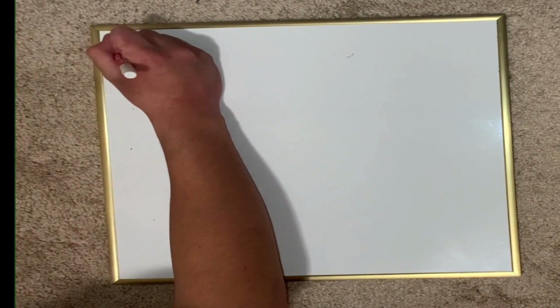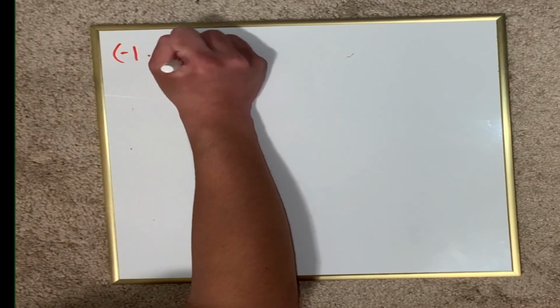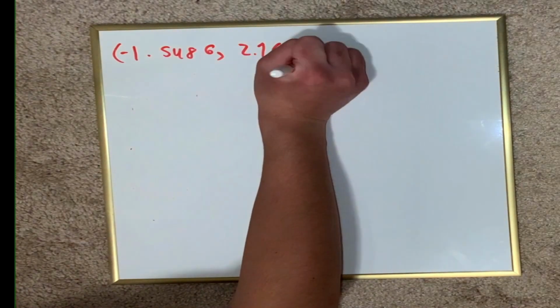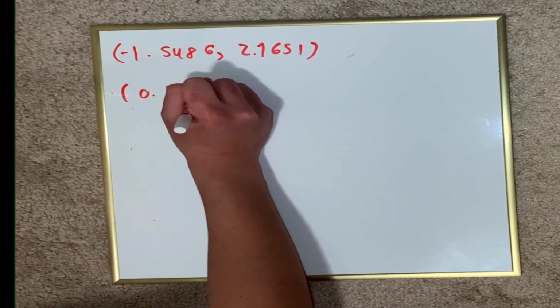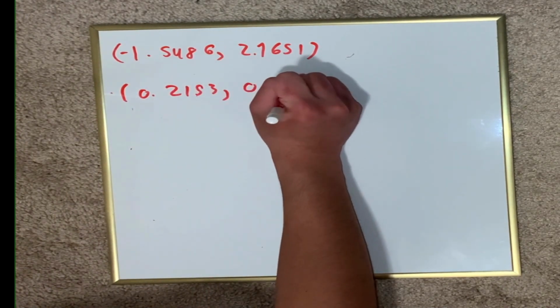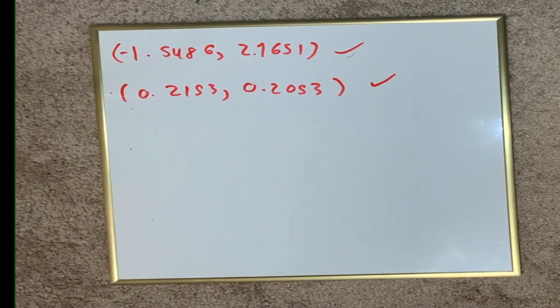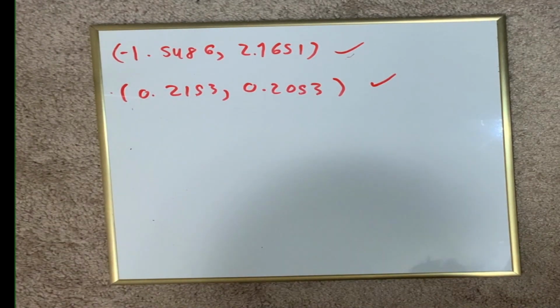To answer the question, at (negative 1.5486, 2.1651) and (0.2153, 0.2053), the point is moving 2 times faster in the y direction than the x direction.